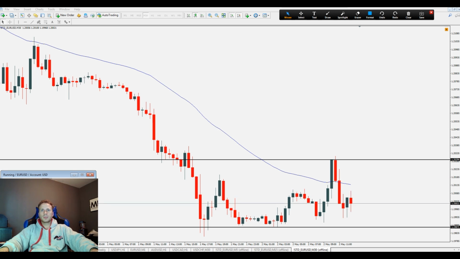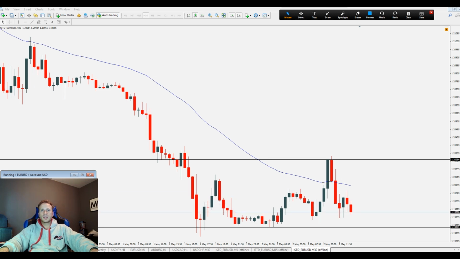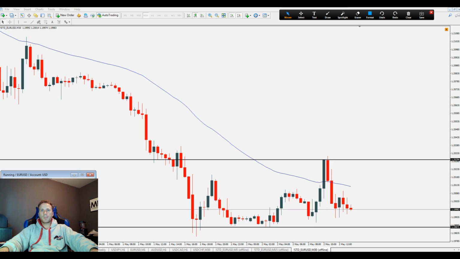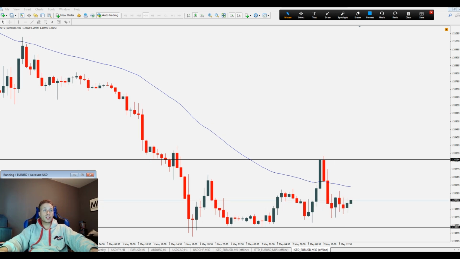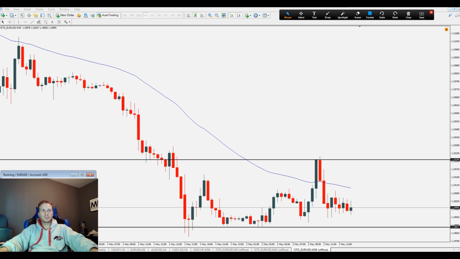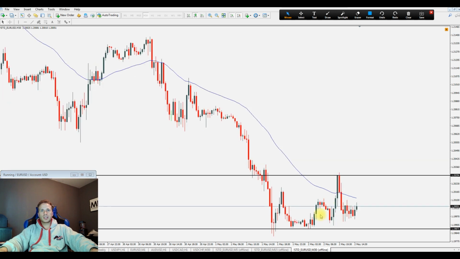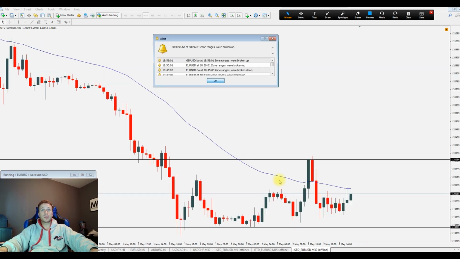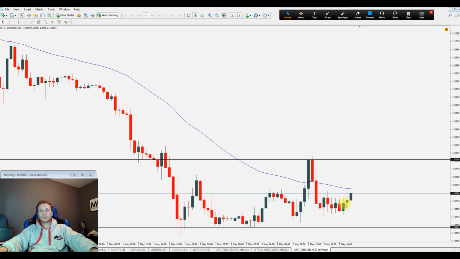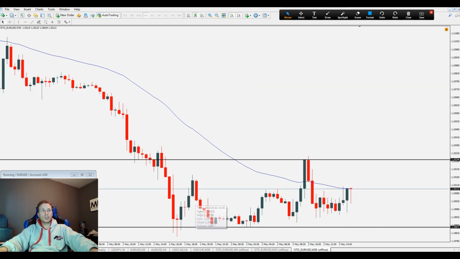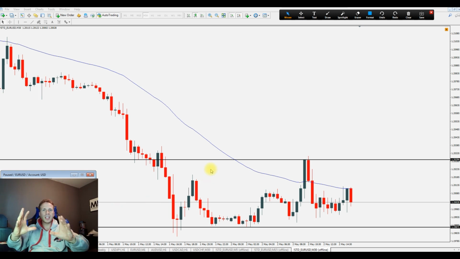Price is going sideways at the minute, so I'm just going to speed it up a little bit. As you can see, price is slowing down. No, it's coming back up. Rejected straight off this moving average. Okay, stop. I'm going to pause it at this very moment.